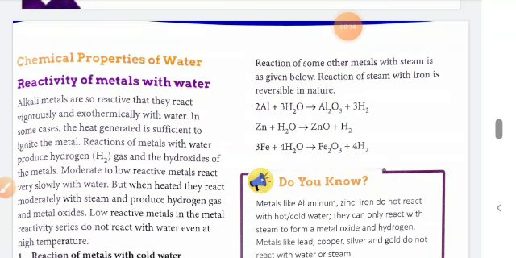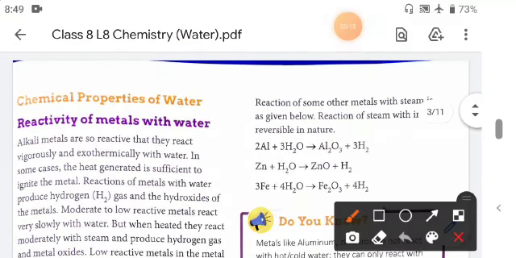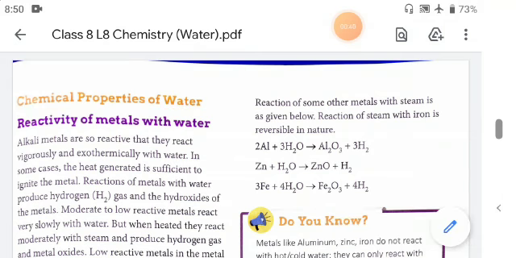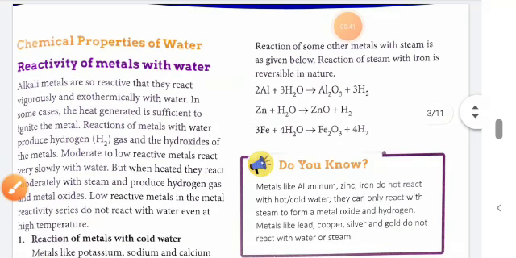And that is chemical properties of water. Here we will discuss the chemical properties of water. In our previous session we had discussed the physical properties of water. So what are the chemical properties of water? That means how water chemically reacts. About it we will study here. The first thing is reactivity of metal with water.